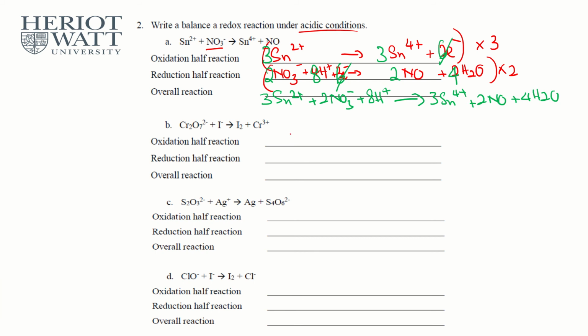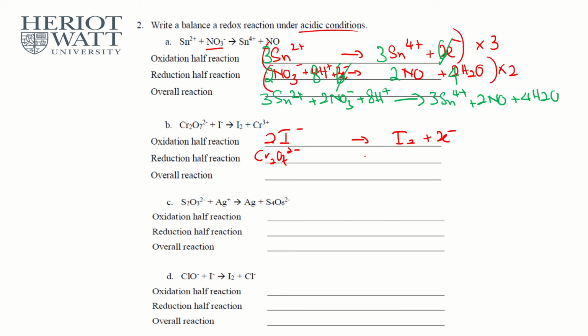Oxidation half equation. In this case, I can see I- is changing into I2. That's oxidation because it goes from negative to 0. And to balance them, I need 2I- here. All right, it's balanced. And then in terms of charge, I have 2 negative on the left, 0 on the right. So I need to put 2 electrons here to balance them, both sides having 2 negative.